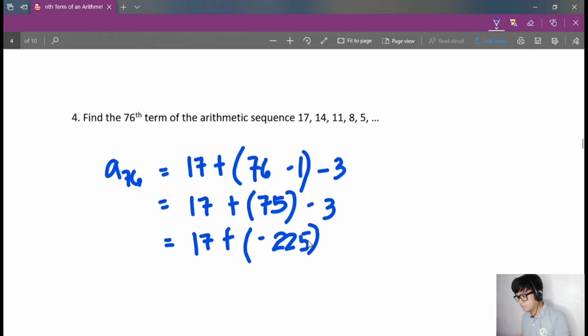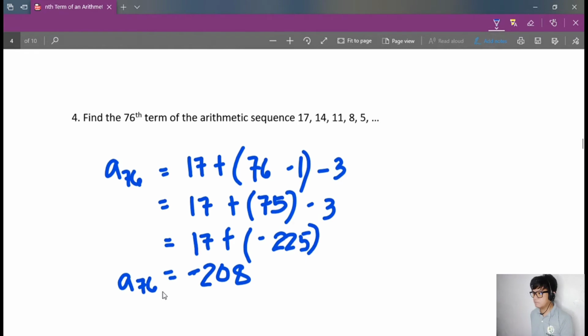Tama ba? Check natin. 75 times 3. So, negative 225. And lastly, we have 17 plus negative 225. That is 208. So, the sign is negative kasi mas malaki man si negative. So, negative 208. So, our 76th term is negative 208.